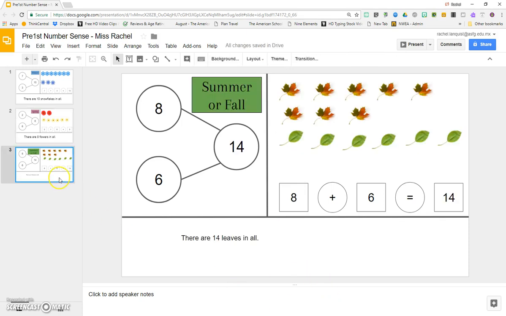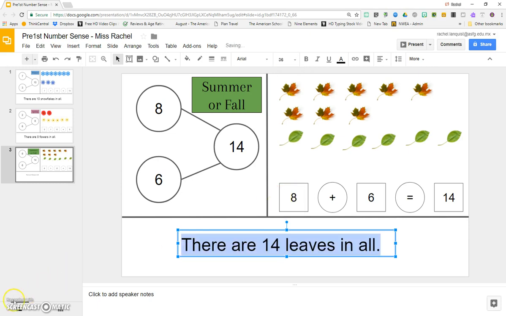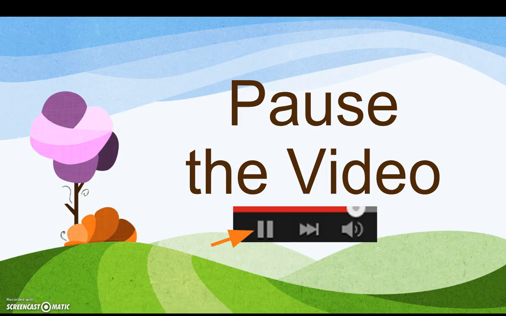I can now do the same on my other slide. I'm going to click so that I can see the blue box. Click, hold down, let go, and I'm going to change it to 36. Pause the video so that you can change the size of the font.